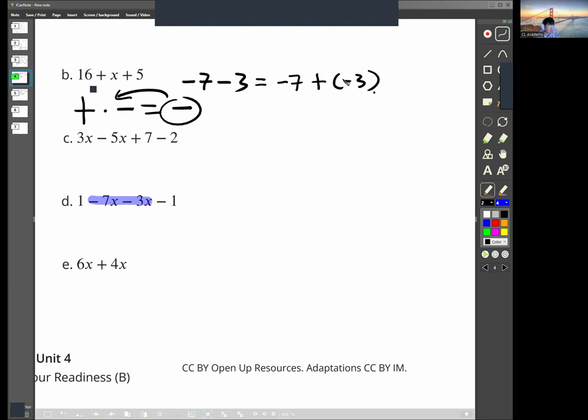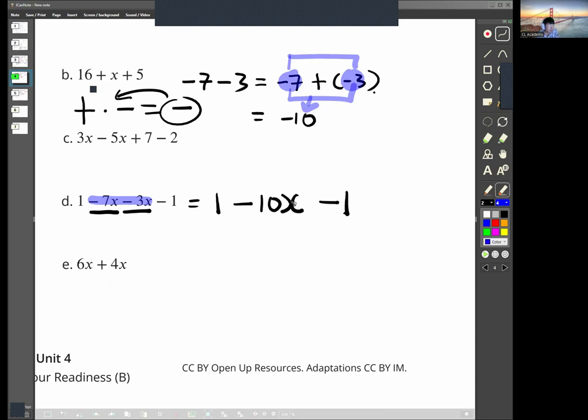You're adding -7 and -3, then that becomes -10. Why? Because they're the same sign, so you can simply just add it. When you add 7 and 3, that becomes 10, but both of them are negative numbers, so it becomes -10. So 1 minus 7x minus 3x minus 10x minus 1.